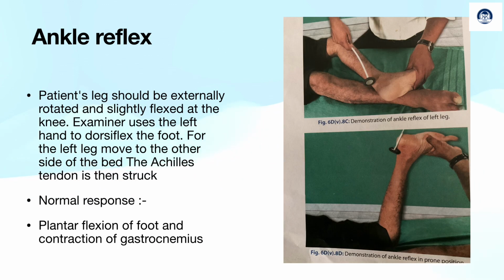Ankle reflex. Patient's leg should be externally rotated and slightly flexed at the knee. Examiner uses the left hand to dorsiflex the foot. For the left leg, move to the other side of the bed. The Achilles tendon is then struck. Normal response: plantar flexion of foot and contraction of gastrocnemius.